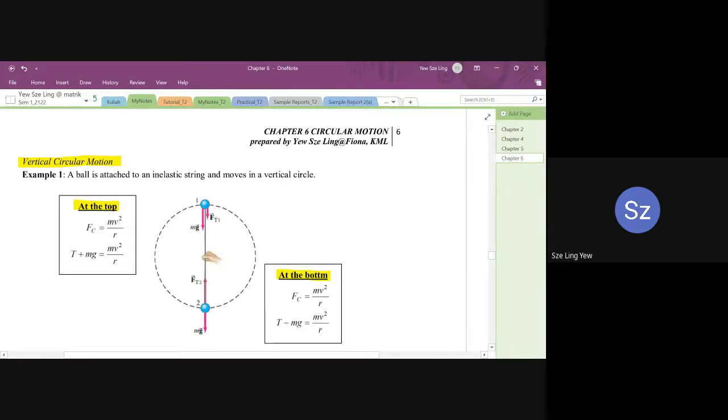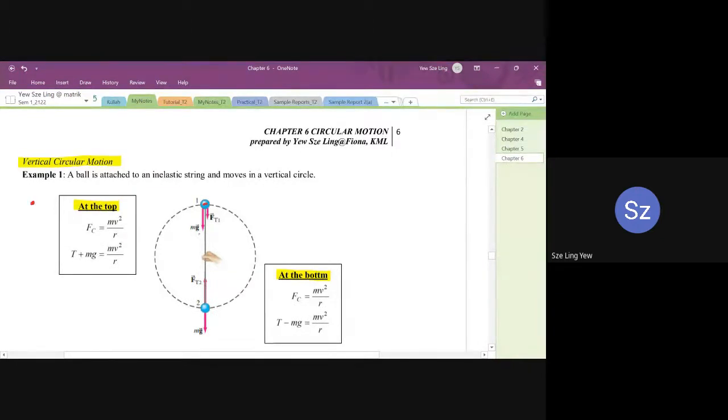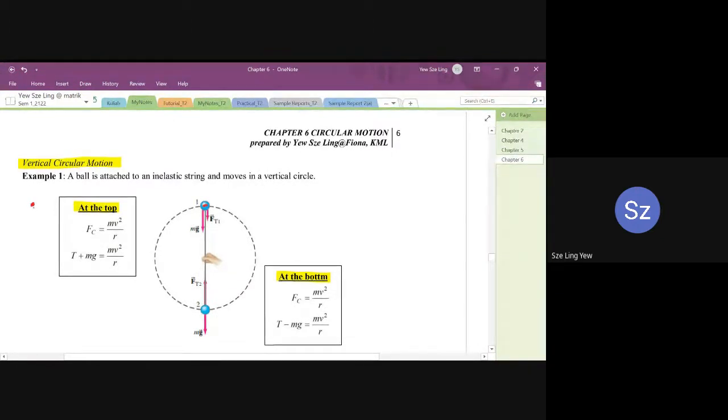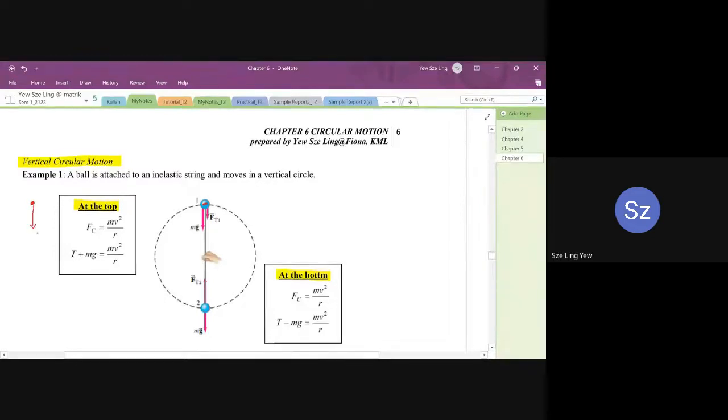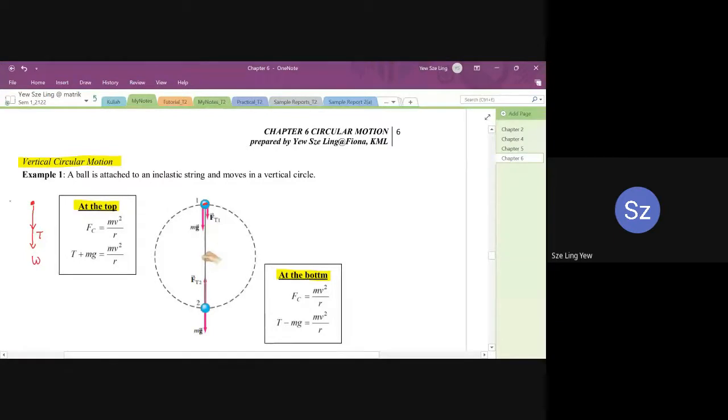When the object is at the top, you have a tension pointing downwards because now you have a string. The string is holding the ball. So when it is at the top, this is my free body diagram of the object. I have a tension that is tied to the object, therefore a tension going downwards. The ball is an object. Like I told you before, every object comes with weight. So it also has W, as well.